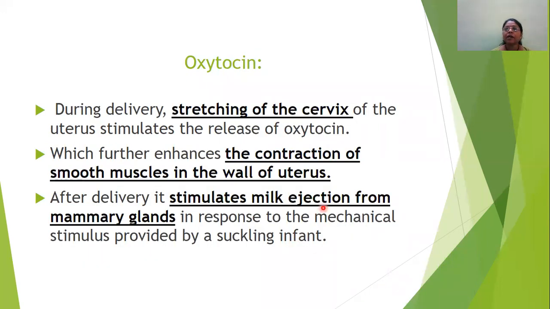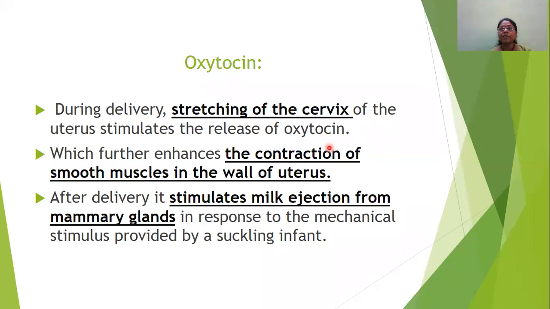So which are the different kinds of functions of the oxytocin? So this oxytocin is a hormone which is mainly released during the delivery in the body of the pregnant woman. So this is responsible for stretching of the cervix. So during the delivery, stretching of cervix of uterus stimulates the release of oxytocin.